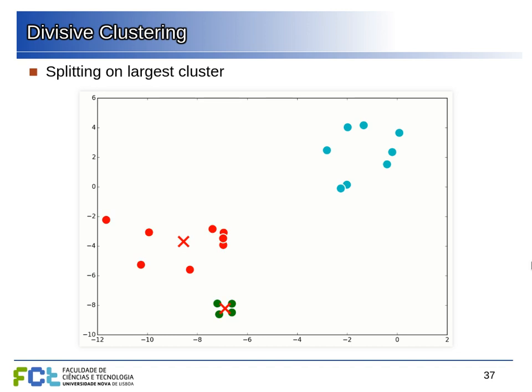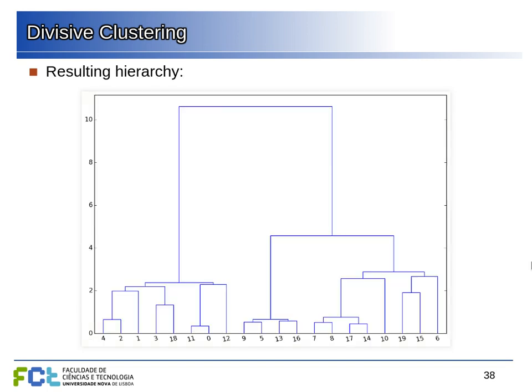Of course, we only need to do this if we want the complete tree. If we are interested only in the top levels of the tree, we can stop at any time when we have the desired number of clusters. So we can represent this as the first split, the second split, the third split, and so on, and we can represent the whole tree like this.